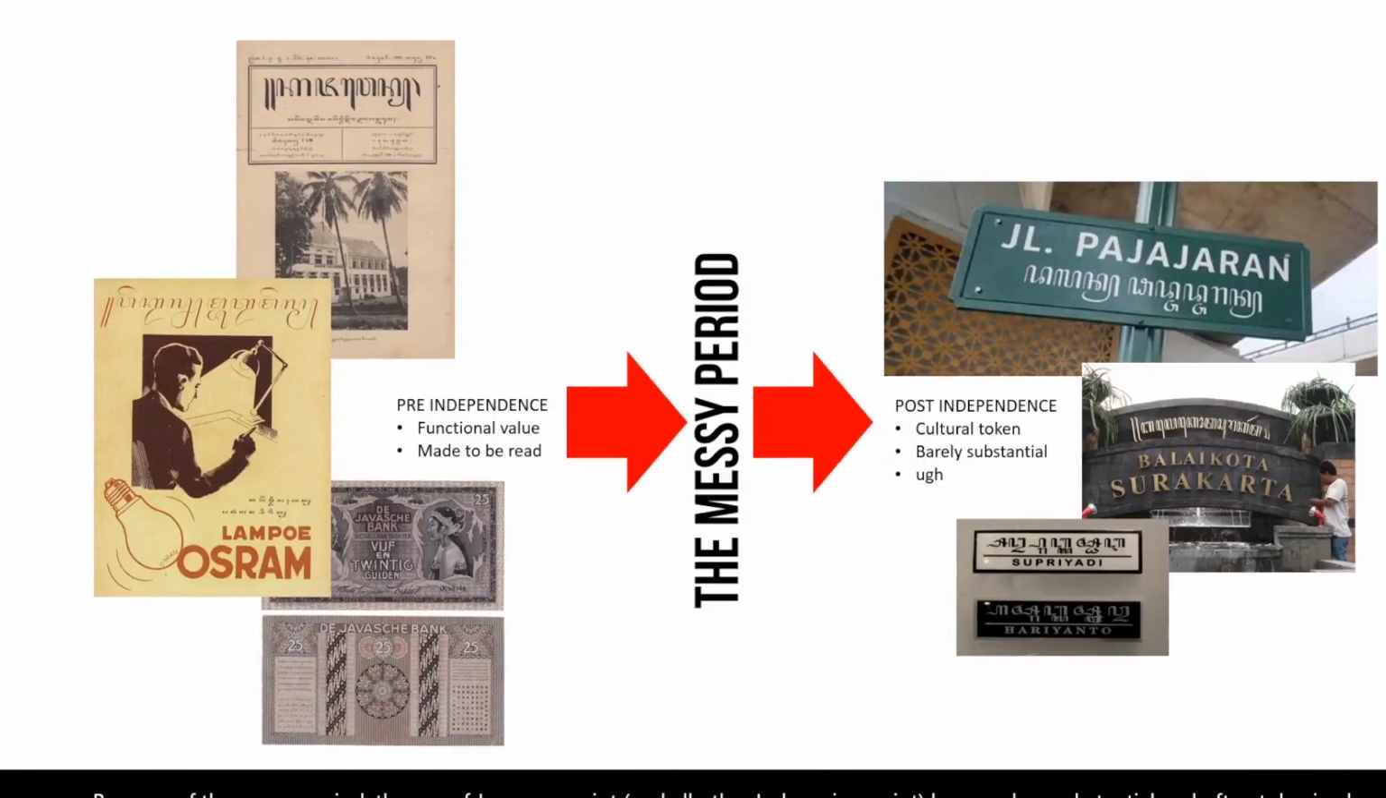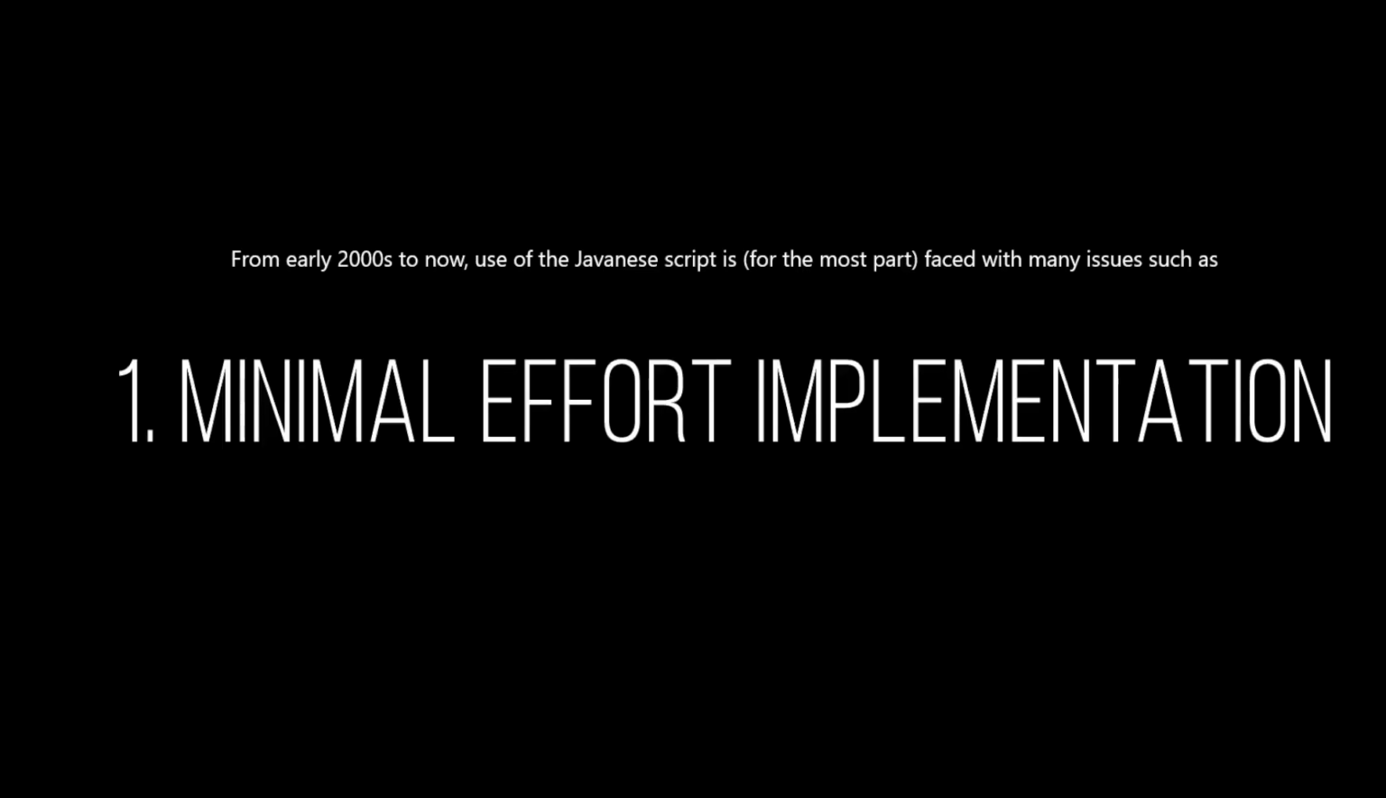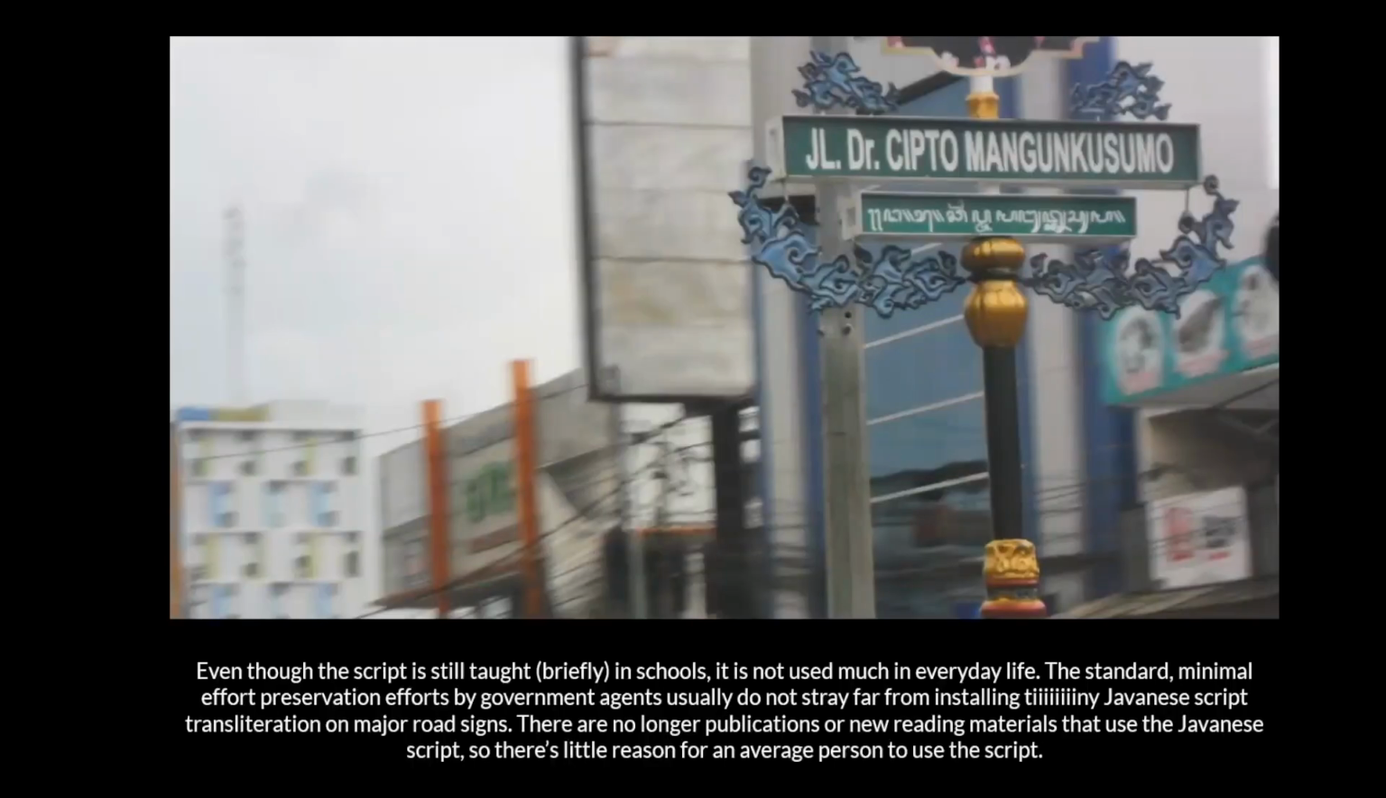Because of the messy period, the use of the Javanese script and all other Indonesian scripts, as a matter of fact, became less substantial and often tokenized. All practical use of the Javanese script today has been supplanted by the Latin alphabet. The Javanese script is only used marginally and oftentimes crudely, as we will see later. From the early 2000s to now, the use of the Javanese script is, for the most part, faced with many issues, such as minimal effort implementation. Even though the script is still taught briefly in schools, there are no longer publications or new reading materials that use the Javanese script, and it is also minimally used in the environment.